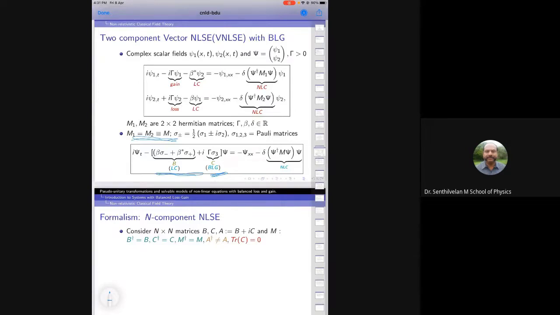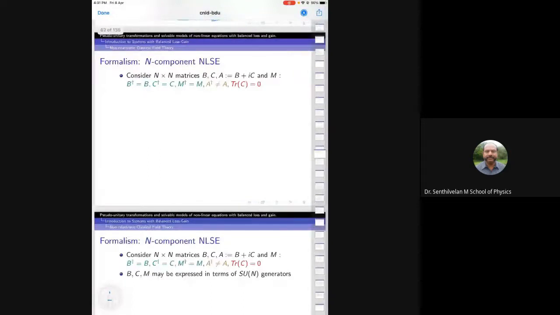Now, with this, we generalize it to n components. We have n fields: psi 1, psi 2, psi 3, up to psi n. In order to do this, we introduce n cross n matrices B and C, and we define A in terms of B and C as this. B is Hermitian, C is Hermitian, but A is not Hermitian because A is equal to B plus iC. M is also Hermitian. Now the condition for balance again is that the gain or loss is coming through C, so the trace should be equal to 0. If the trace of C is equal to 0, then this is a loss-gain system.